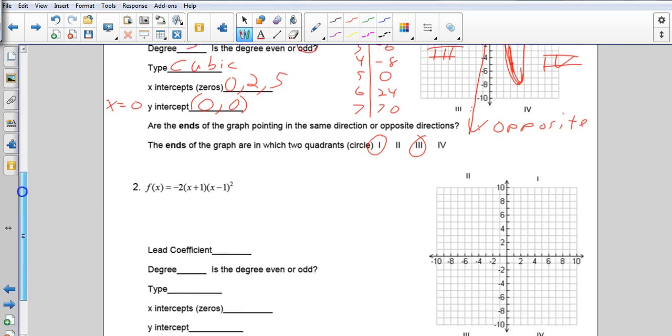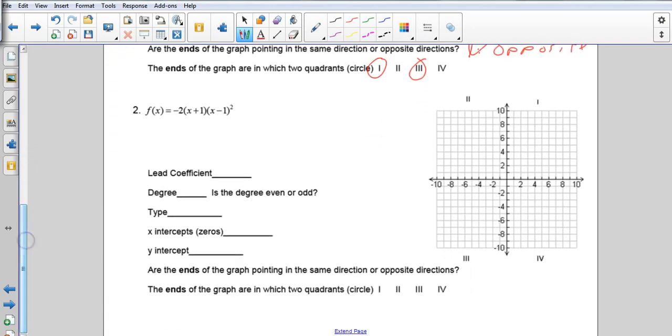There you go. Number 2, it's going to be more of the same. The lead coefficient is going to be our negative 2 right here. The degree, well, that's going to be an x times x times another x. Remember that. This is really another x minus 1. You got to pay attention there. So it's really x times x times x. So that's going to be cubic. Once again, cubic is odd.